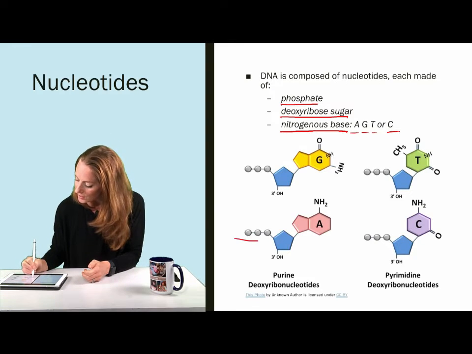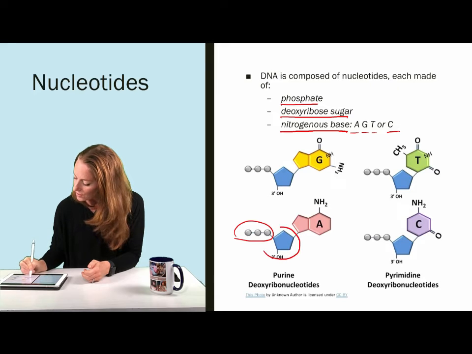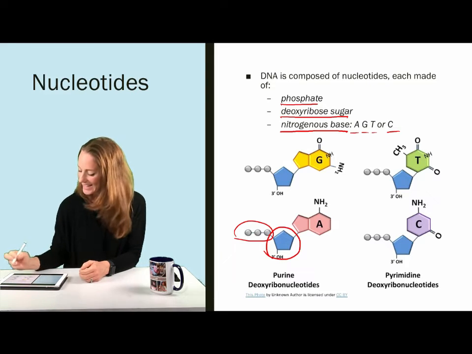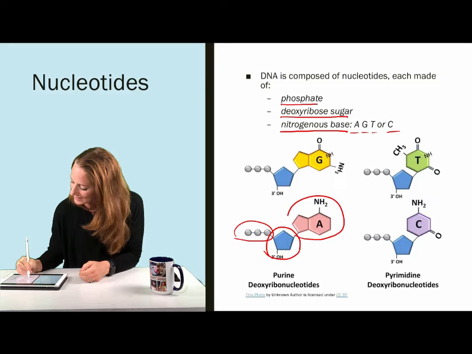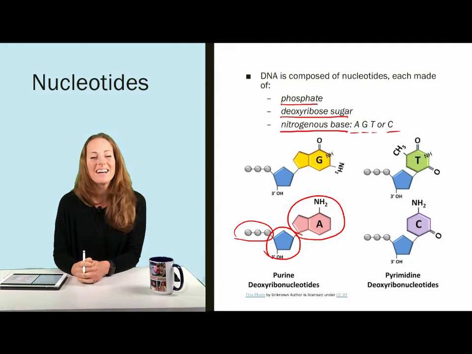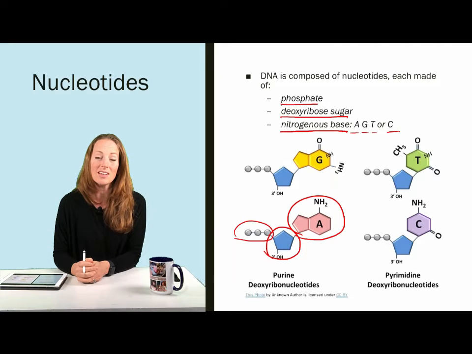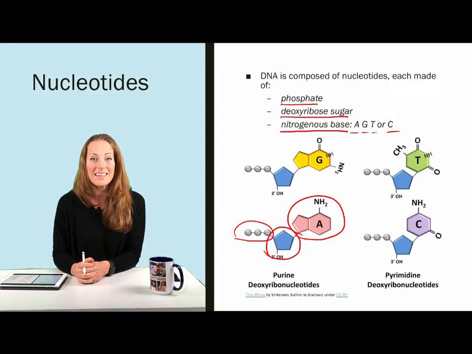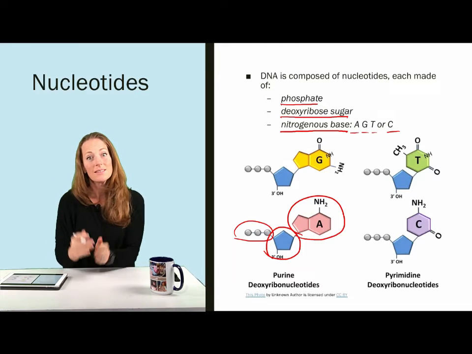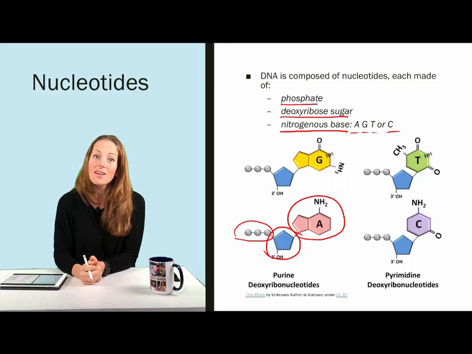The phosphate groups and the sugar groups are circled here. And then the bases, or the nitrogenous bases, are each in these 4 possible DNA nucleotides, A, G, T, or C. These nucleotides form the letters of the DNA genetic code.